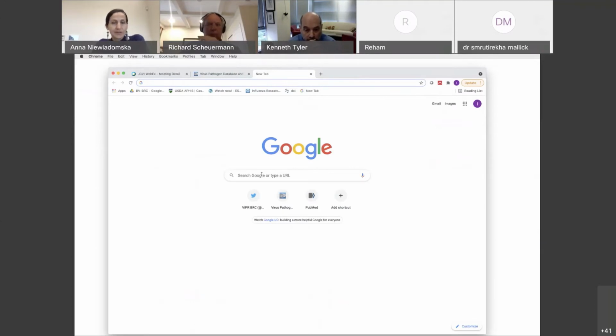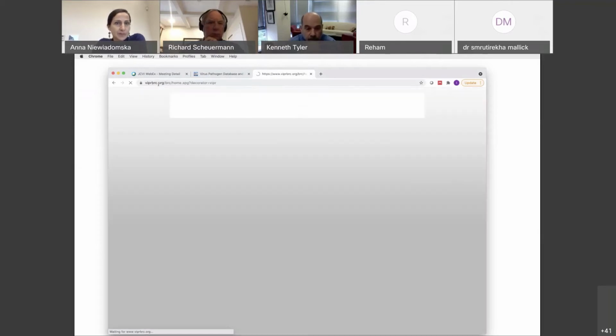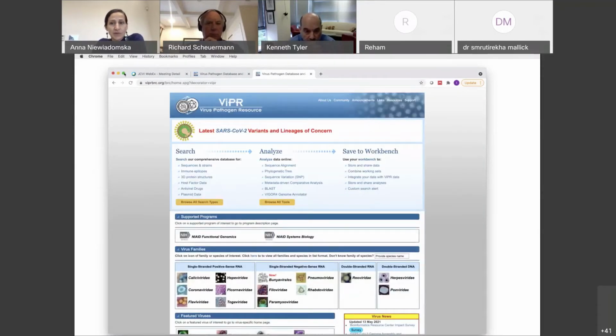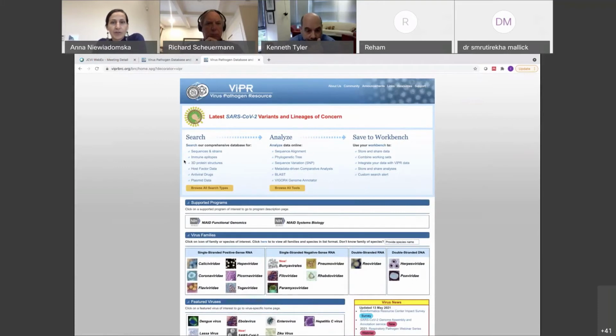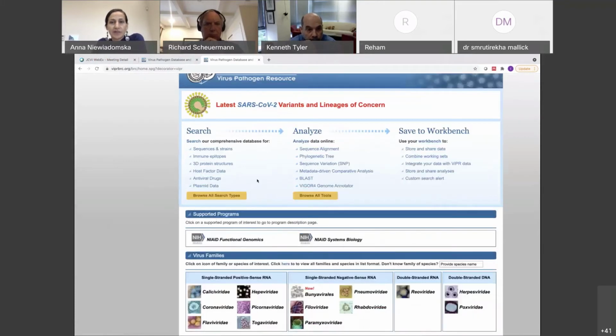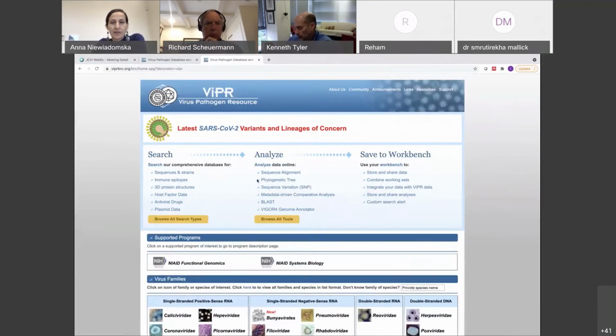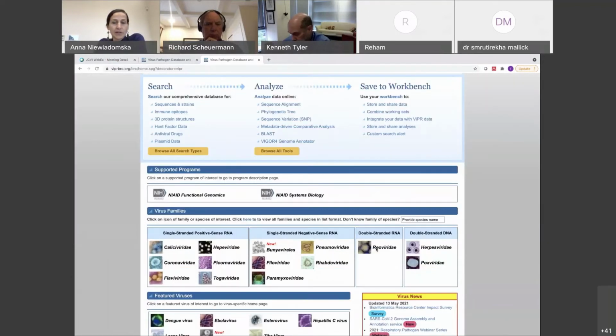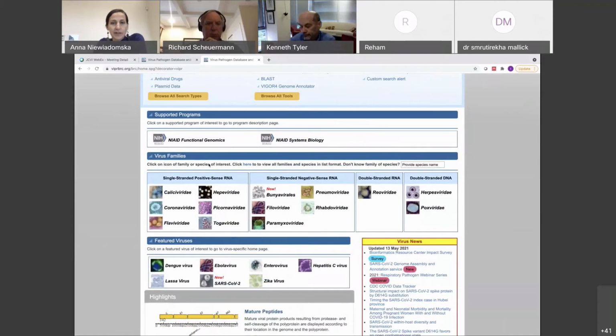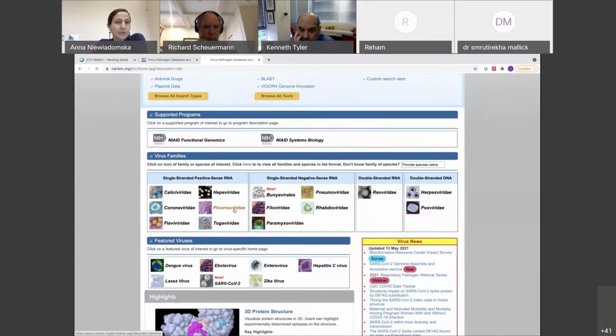So you can find the Virus Pathogen Resource by going to viperbrc.org. This will take you to our portal page where you can explore the different viruses that you might be interested in looking at. If you scroll down, you'll see our virus families divided by the virus types. Single-stranded positive sense RNA is what we're interested in today, and you can go ahead and click on Picornaviridae if you'd like to explore this family.